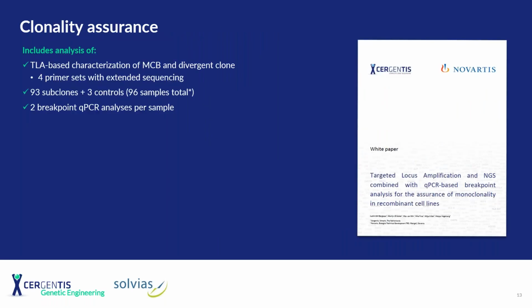So here I would like to look into a bit better how our clonality package looks like. Our clonality package consists of 2 parts. In the first one, we perform the comprehensive genetic characterization of a cell bank, for example, master cell bank, using our TLA technology. And during this part, unique integration sites of a master cell bank are detected.